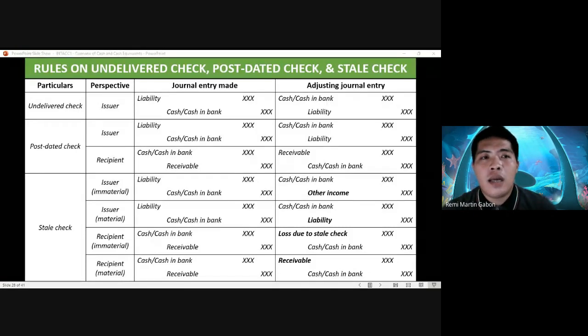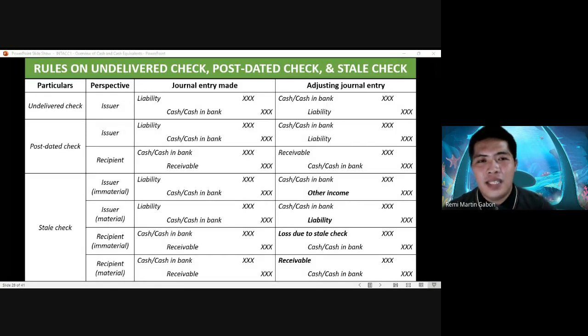Nagkakaroon tayo ngayon ng qualifications na hindi sila magiging cash. Take note what I have told you in the previous discussion na for a check to be considered as part of cash, kailangan good check. Meaning, walang mga problema. Demandable, encashable upon presentment.